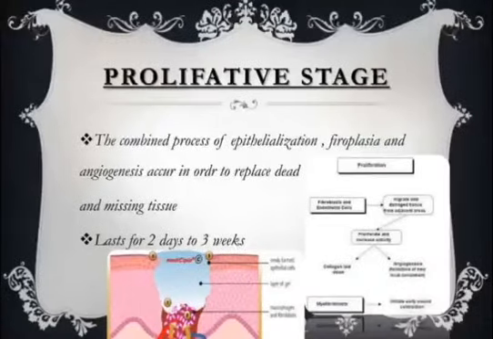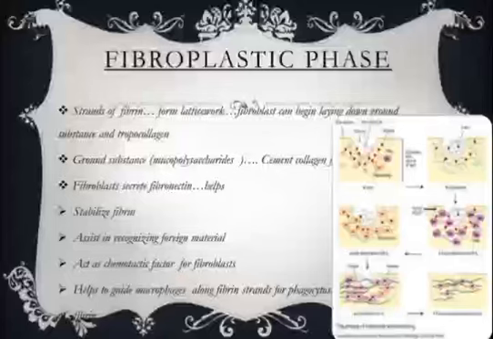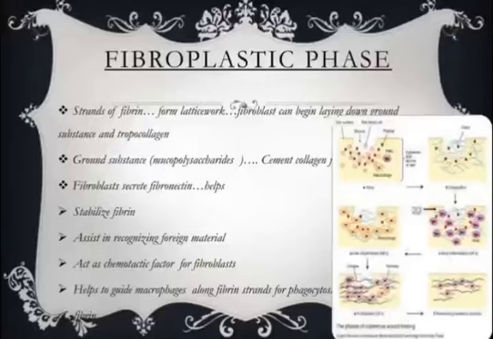Proliferative stage: the combined processes of epithelialization, fibroplasia and angiogenesis occur in order to replace the dead and missing tissue. This lasts for nearly 2 days to 3 weeks. In the fibroblastic phase, strands of fibrin form the lattice work. The fibroblasts can begin laying down the ground substance and tropocollagen. There are ground substances like mucopolysaccharide which cement the collagen.